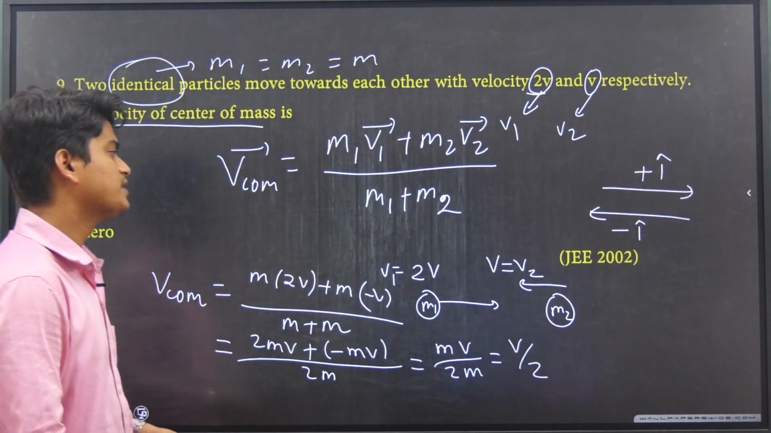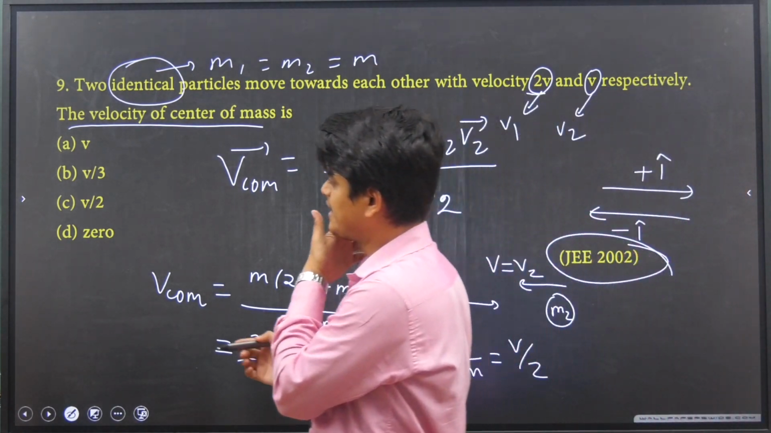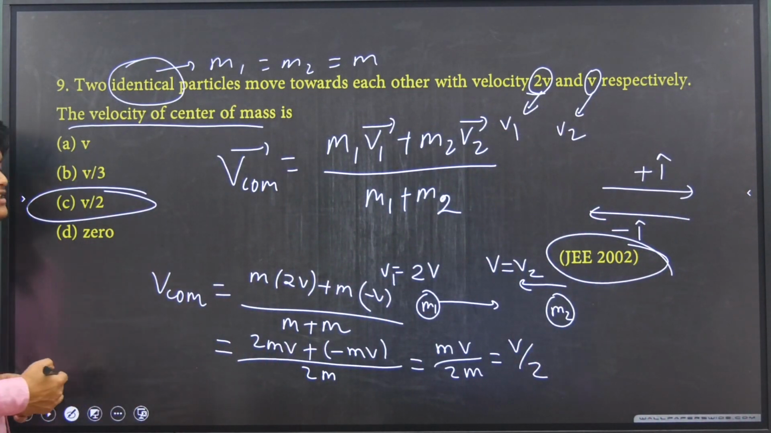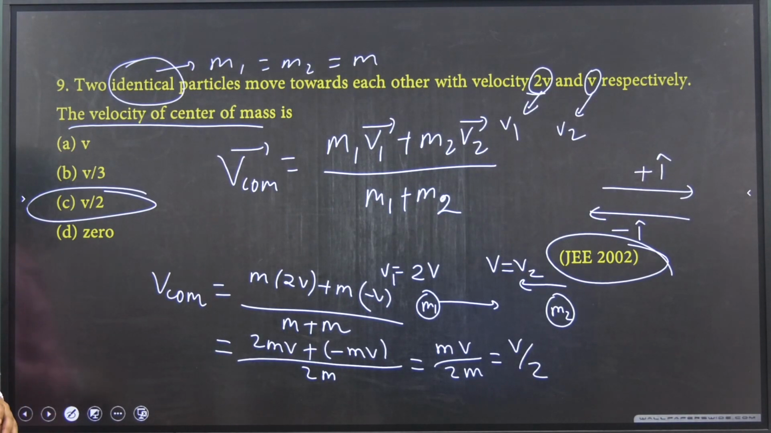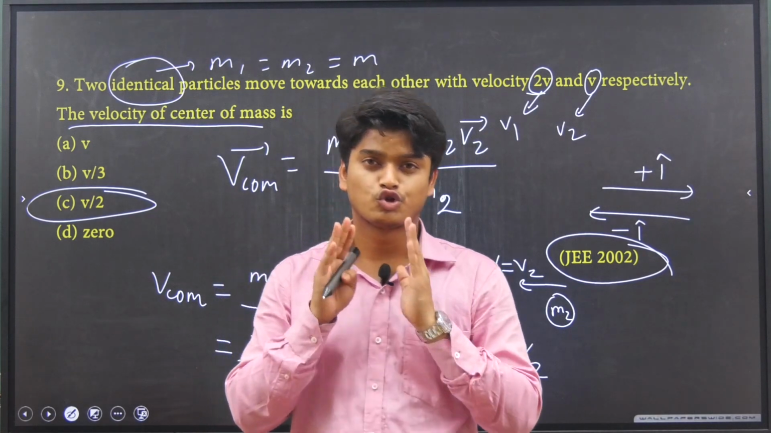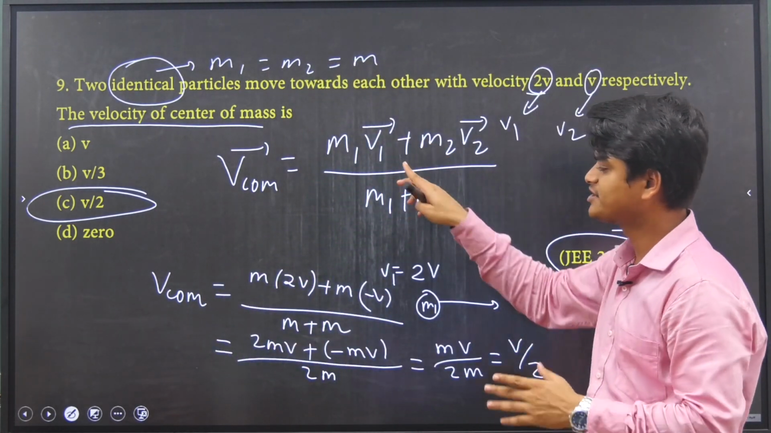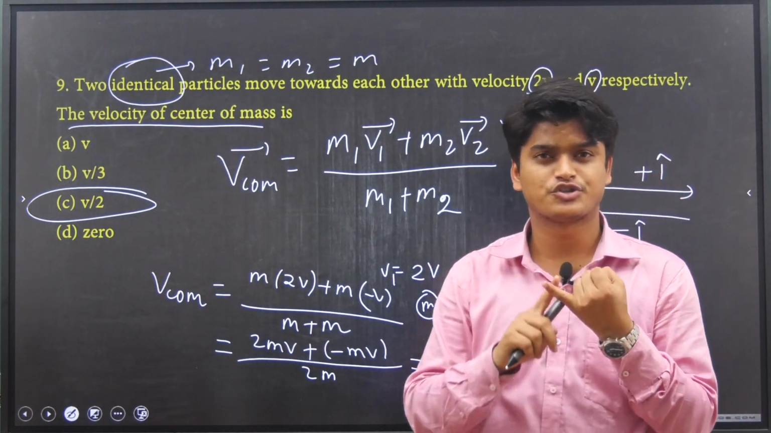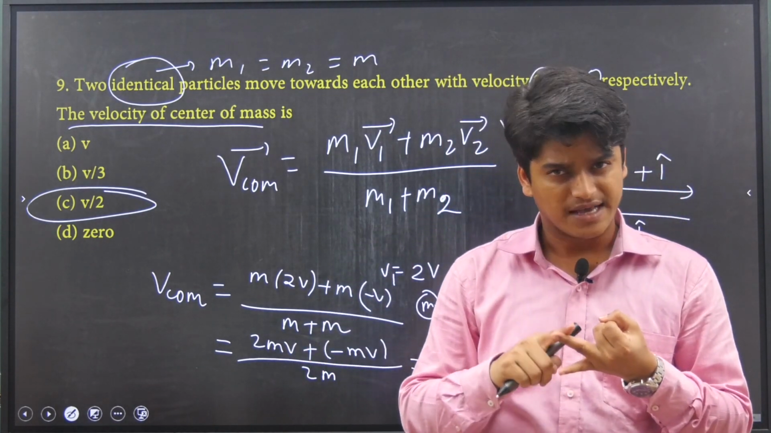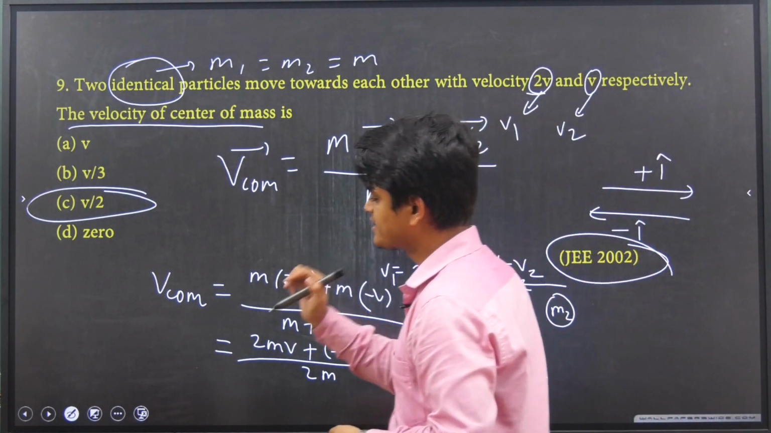Okay, so it is a JEE question, you focus on it. Here the answer is C, v by 2. So everybody understand? While discussing velocity of center of mass, you should not forget about the vectors. Since a vector is there, positive and negative signs will be taken, whether position vector, acceleration vector or velocity vector. Okay, now come to the next question.